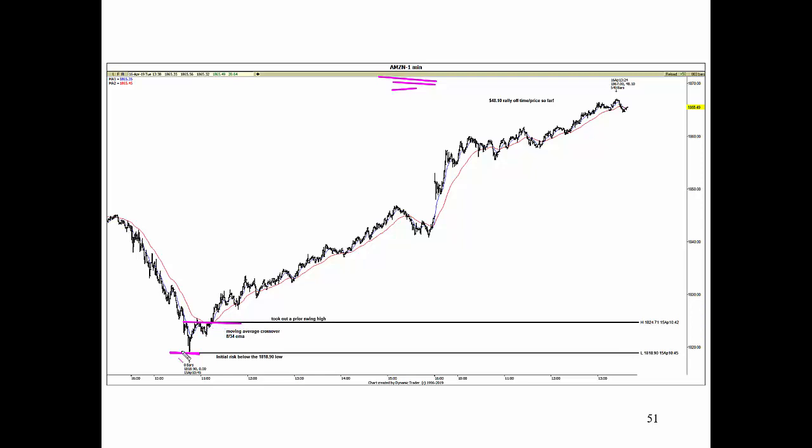Your initial risk would have been underneath this prior low, below 1890, unless you wanted to actually put the stop underneath the low end of the zone. Okay, so a nice little rally, not a ridiculous amount of risk, and there was definitely a healthy move off of this.